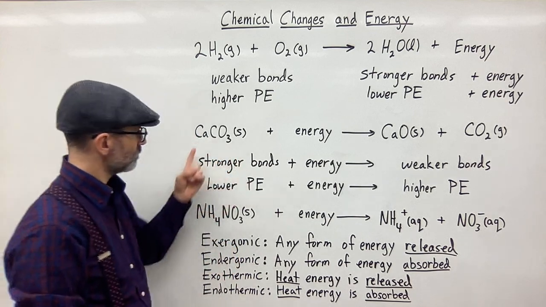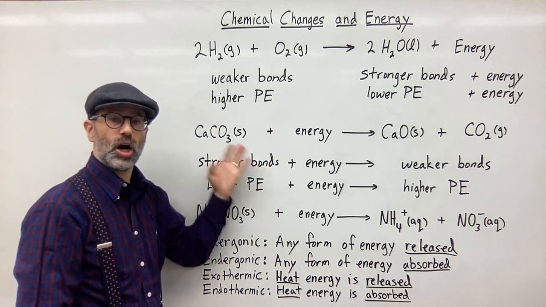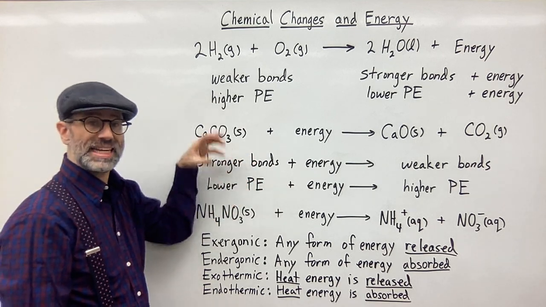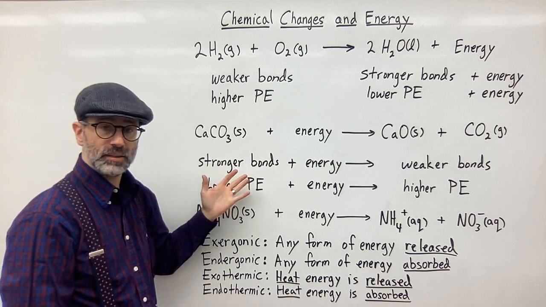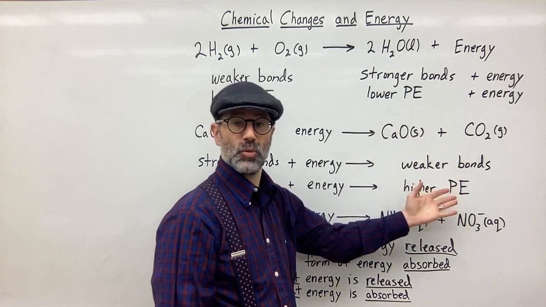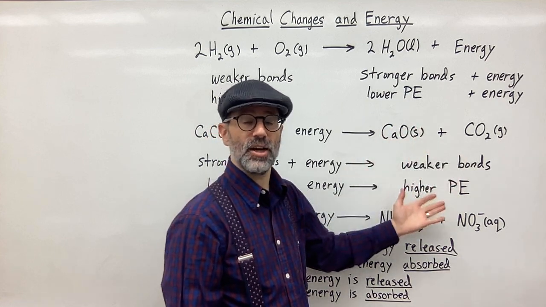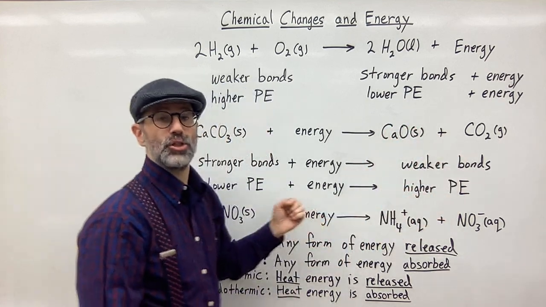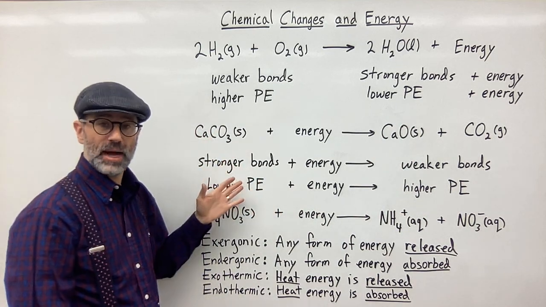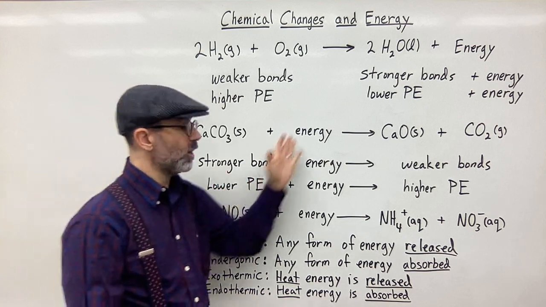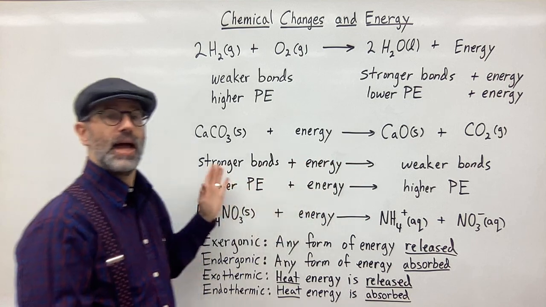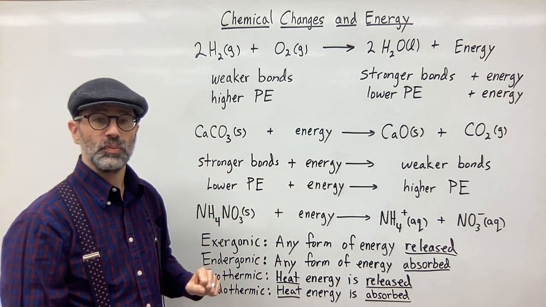So here, since I'm starting with stronger bonds in the reactants, I'm going to have to put in more energy here to break these bonds compared to the amount of energy that's released here because the bonds are weaker. I'm going to release some energy here, but it's not enough to balance the amount of energy I had to put in to break the bonds in the first place. So therefore, an overall surplus of energy is needed to get the process to go.